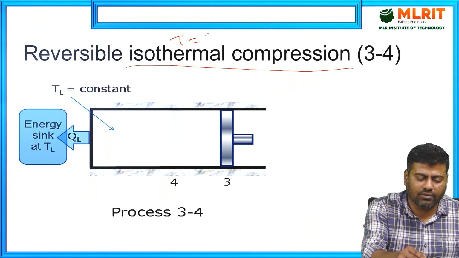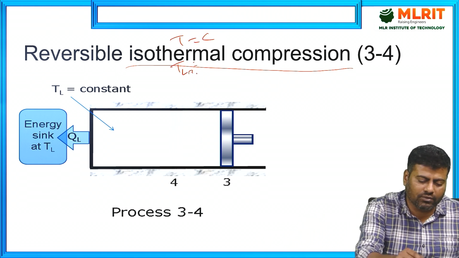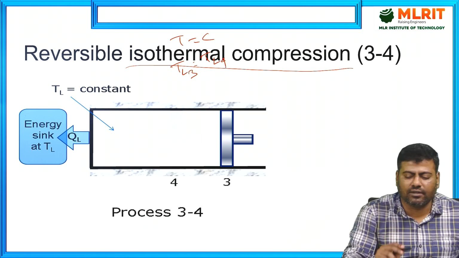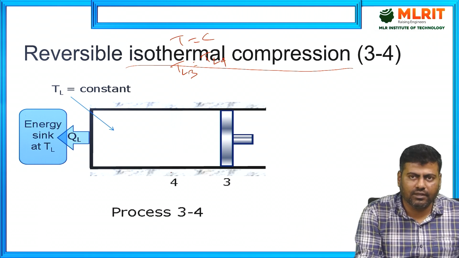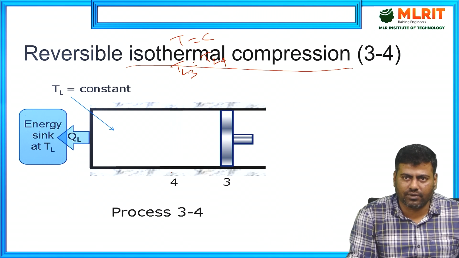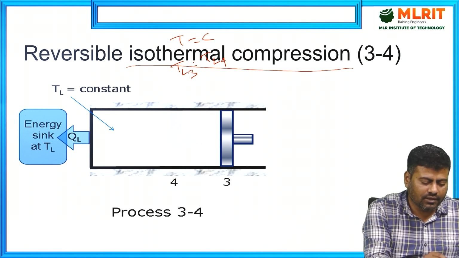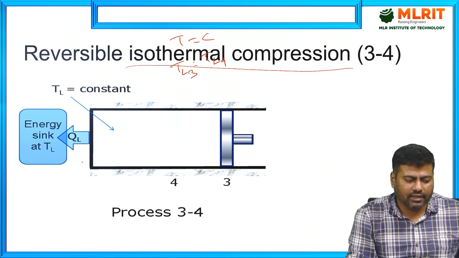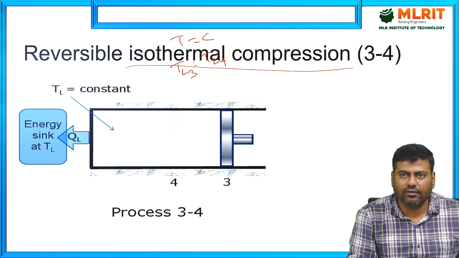Here the TC is equal to constant. What is the TC? TL. So TL of 3 equals TL of 4, and it remains constant. Up to this process, we can do the compression process. From this, we assumed that the energy is transferred to the sink with respect to the QL.